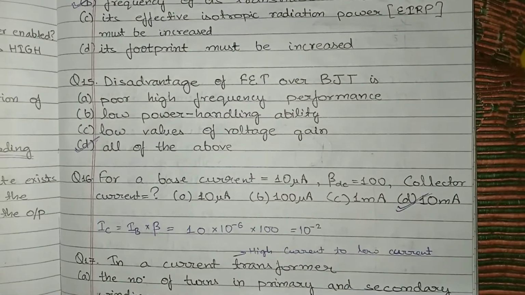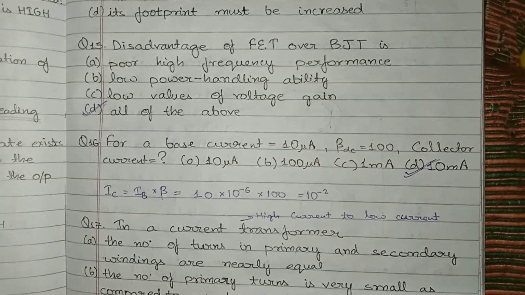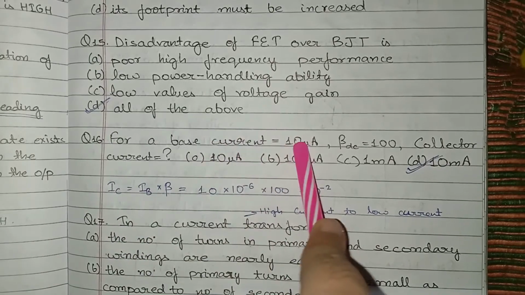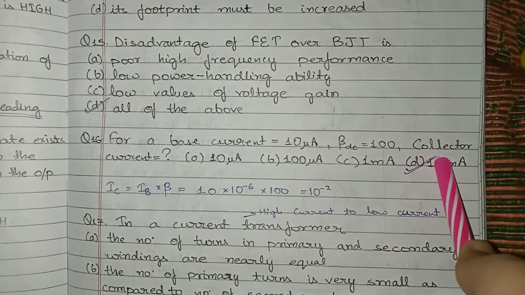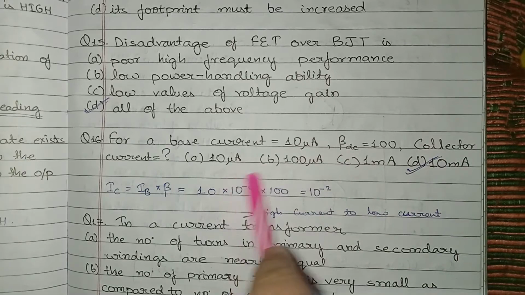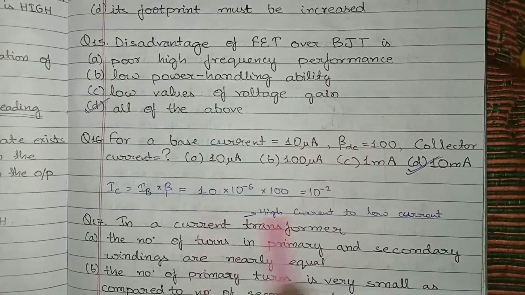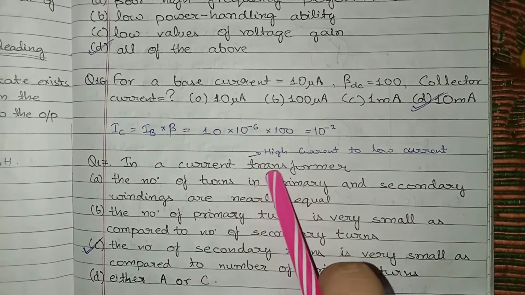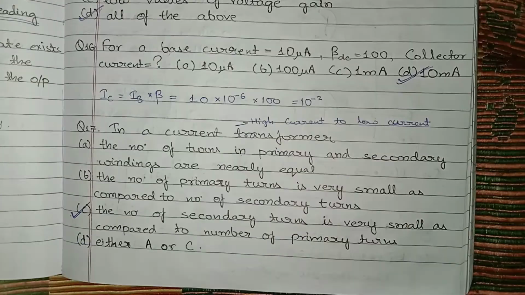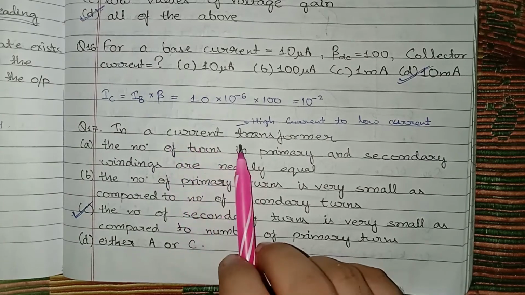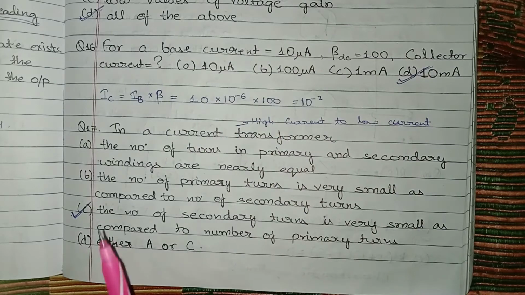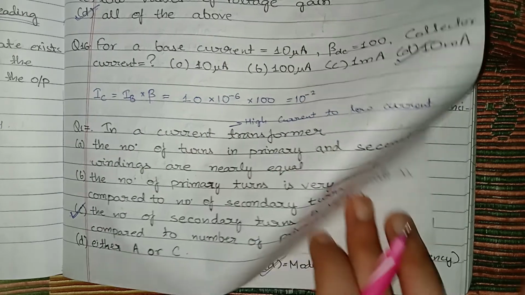Disadvantages of FET, very basic theoretical question. I see here base current is given, beta is given. We are asked the value of collector current, which is simply the product of both of them. In a current transformer, the current gets converted from high current to low current. So the number of secondary turns is very small as compared to the number of primary turns.